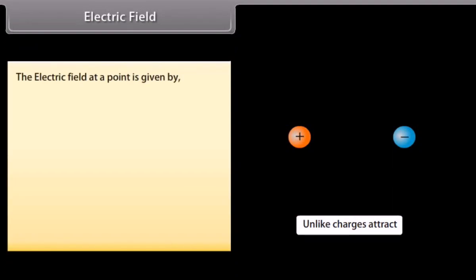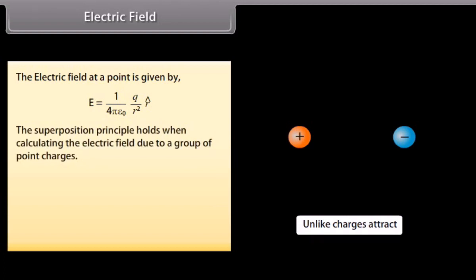The electric field at a point is given by E is equal to 1 upon 4 pi epsilon naught multiplied by Q upon r square into r cap. The superposition principle holds when calculating the electric field due to a group of point charges. E is equal to E1 plus E2 plus E3 and so on till En. This equation can be written as E is equal to summation from i equals 1 to n of 1 upon 4 pi epsilon naught multiplied by qi upon r pi square into r pi cap.